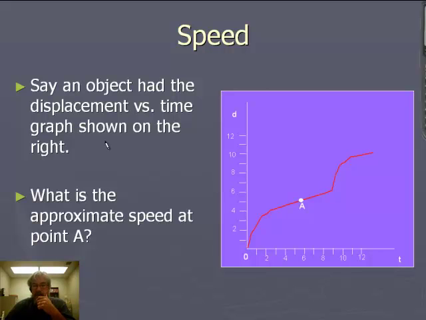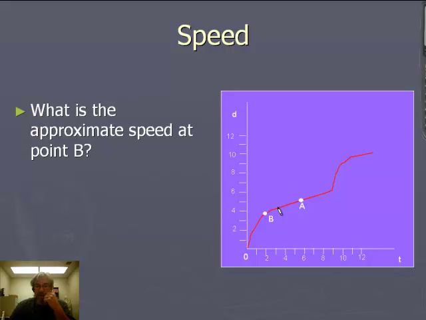What's the approximate speed at point A? How could you figure that out? Well, we know that this is a time versus distance graph, or time versus displacement graph. And so slope is what speed is. But slope is not constant here. What we can see, though, is that there's a slope that we can sort of guess at here because that's on a relatively flat spot on the graph.